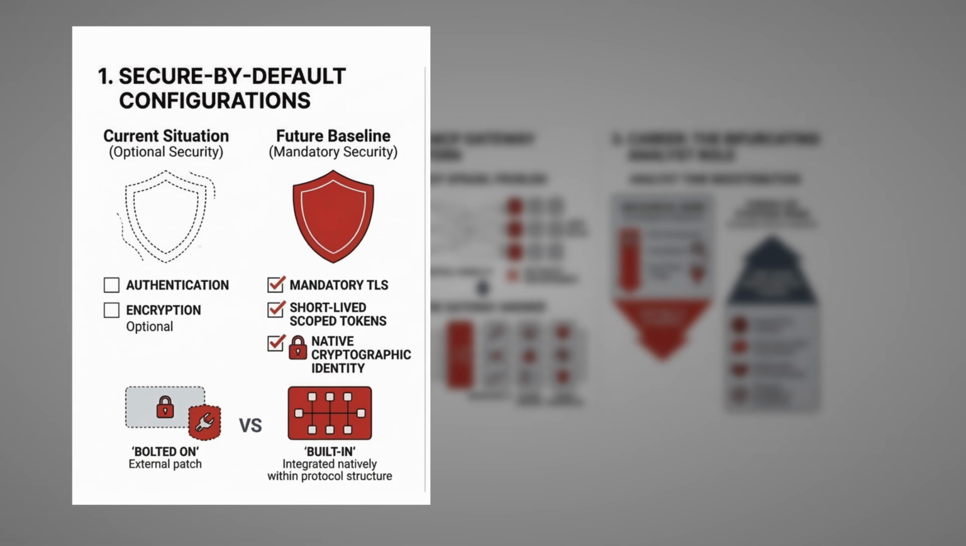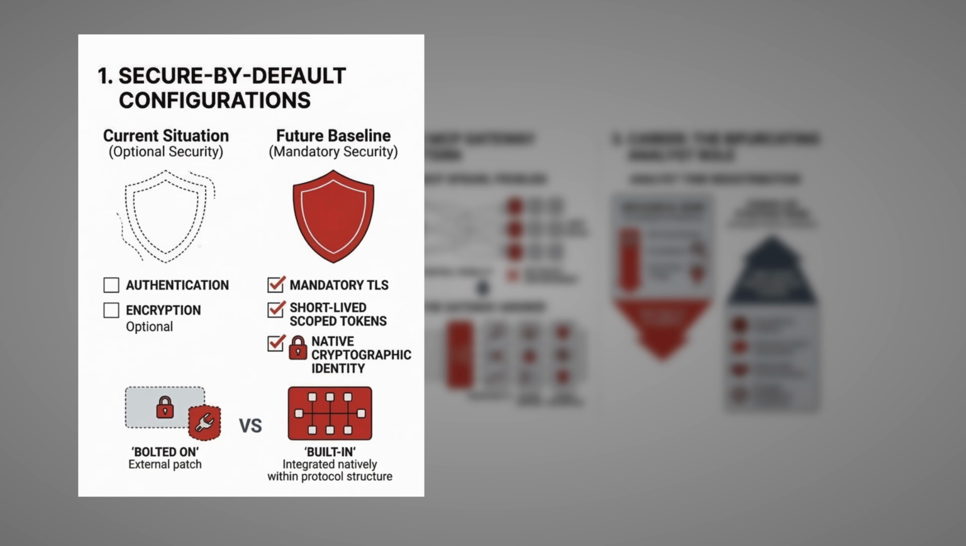That pattern should be familiar to anyone who has lived through the early cloud migration years, or the first wave of DevOps adoption. The capability arrives first. The governance catches up later. Usually after the first serious incidents force the issue. 3 things that are happening in parallel will shape this space. First, secure by default configurations. The current situation, where authentication and encryption are optional in many MCP implementations, is not sustainable for production environments.